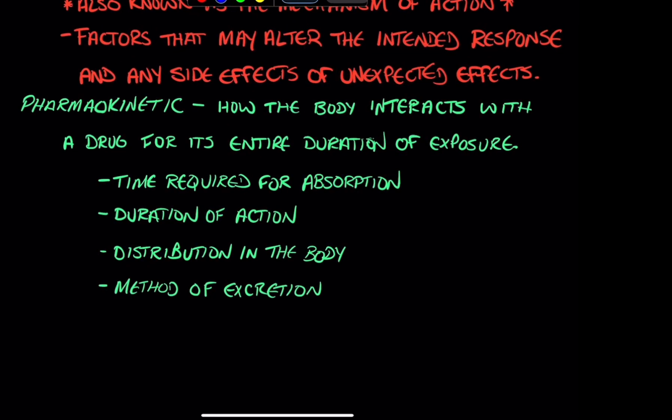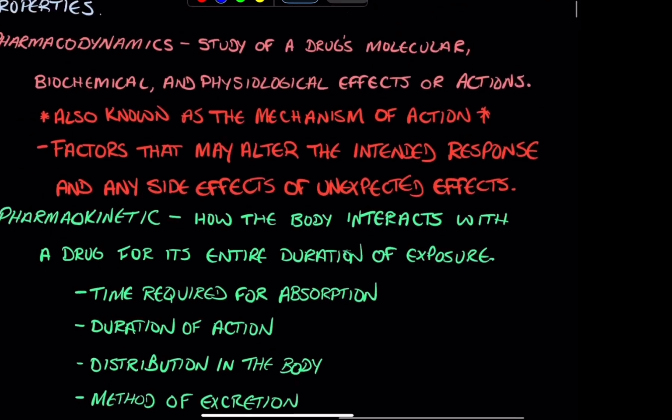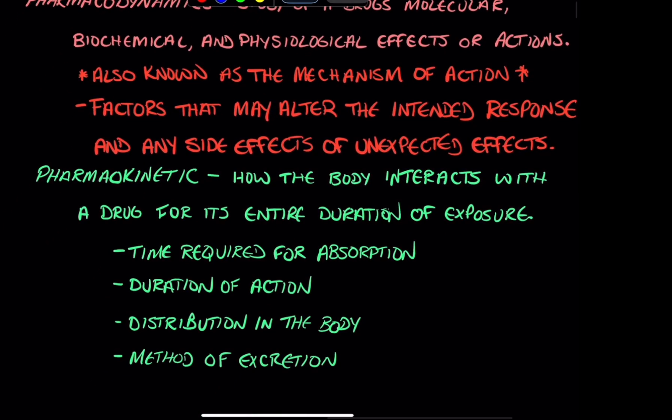Pharmacokinetics is how the body's going to interact with the drug for the entire duration of that exposure. So how is the drug getting absorbed and how is it getting secreted? There's duration of action. The best way to look at these, for me anyways, is I always try to split these words up. Pharma is your medication and kinetic is the movement of that medication through the body.